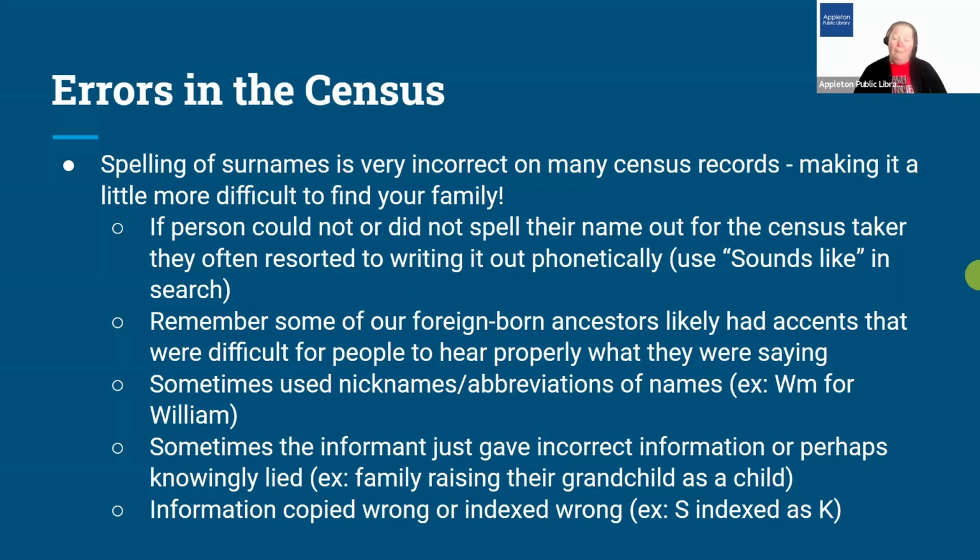Sometimes information is just copied wrong or indexed wrong. So I found in several records that my surname of Stilp was indexed as Kelp, K-E-L-P. Well, my last name is S-T-I-L-P, so a little bit different. So you sometimes need to get very creative, maybe that's how it sounded to that person who was taking that census information or writing that record, and how they thought it should be spelled.